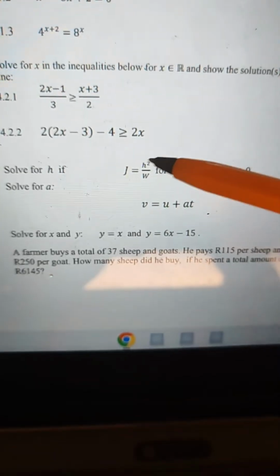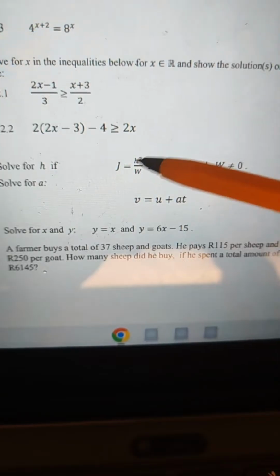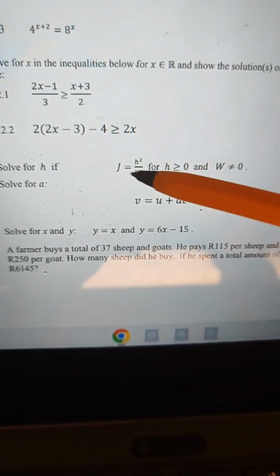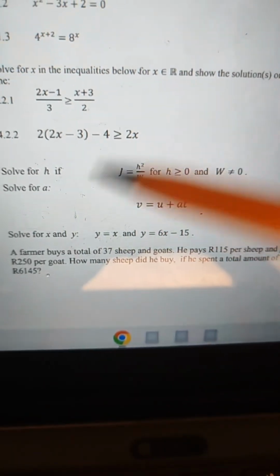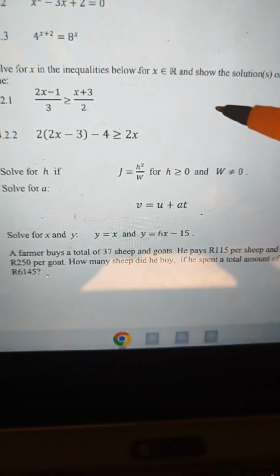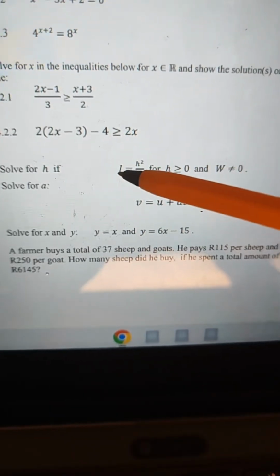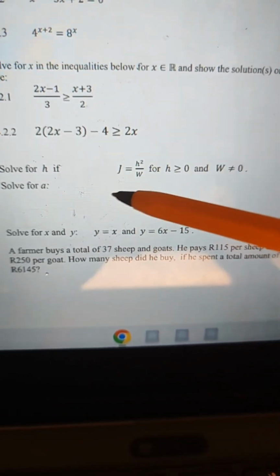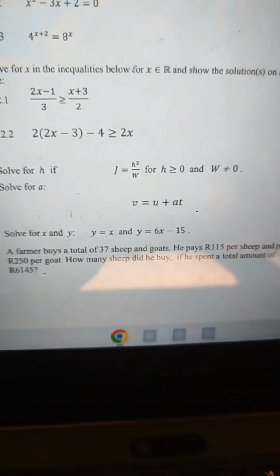Solve for h. So in other words, we need to isolate h on its own and then write it in terms of j and w. When they're saying solve for h, in grade 10 we call these literal equations. It's when we change the subject. Currently the subject of the equation is j, because j is isolated. Now we want to isolate h and make h the subject. That's why they're saying solve for h. So let's see how we go about doing that.